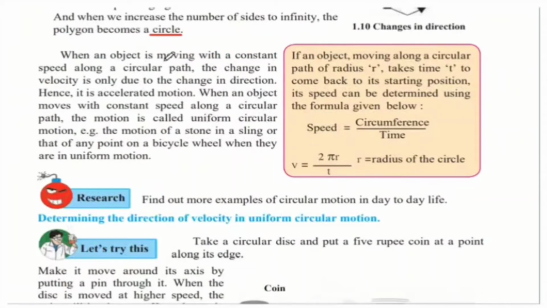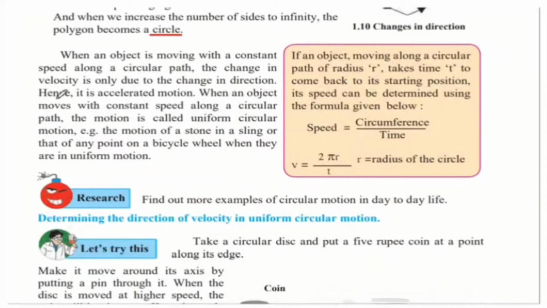When an object is moving with a constant speed along a circular path, the change in velocity is only due to the change in direction. Hence, it is accelerated motion. So, since acceleration depends on change in velocity and velocity depends on the direction, even though there is a constant speed, since the direction is changing in a circular path, velocity is also changing, and that is why it is an accelerated motion.